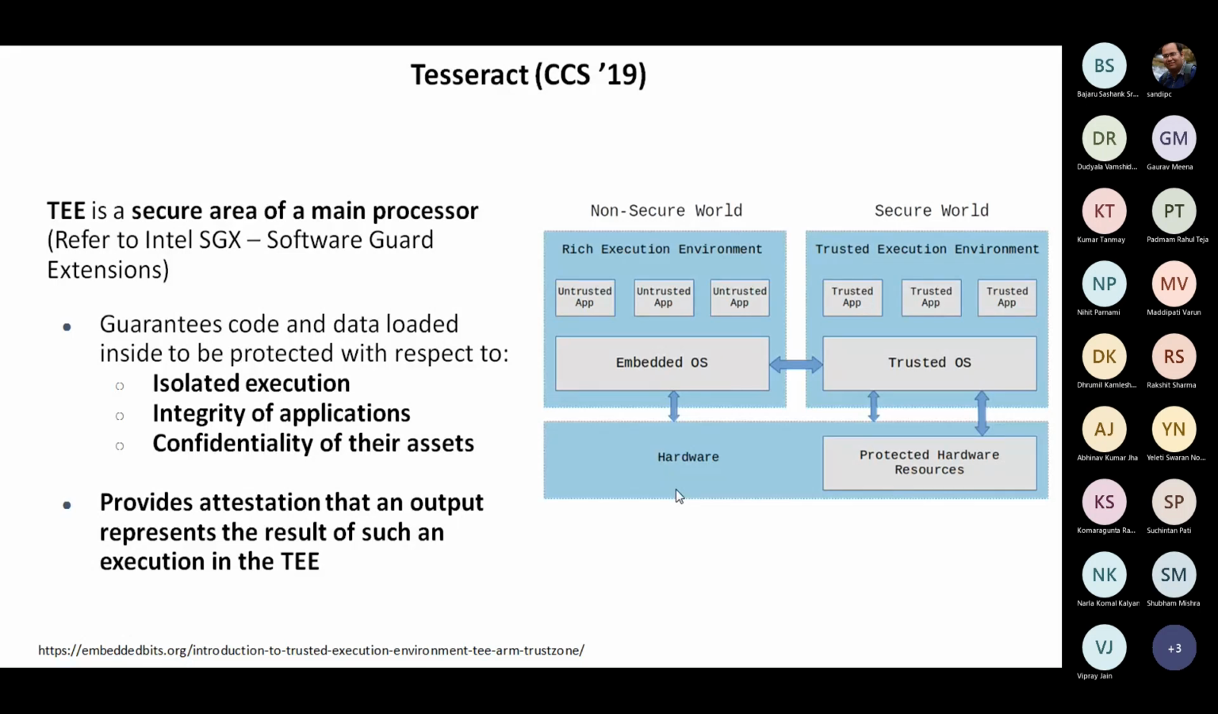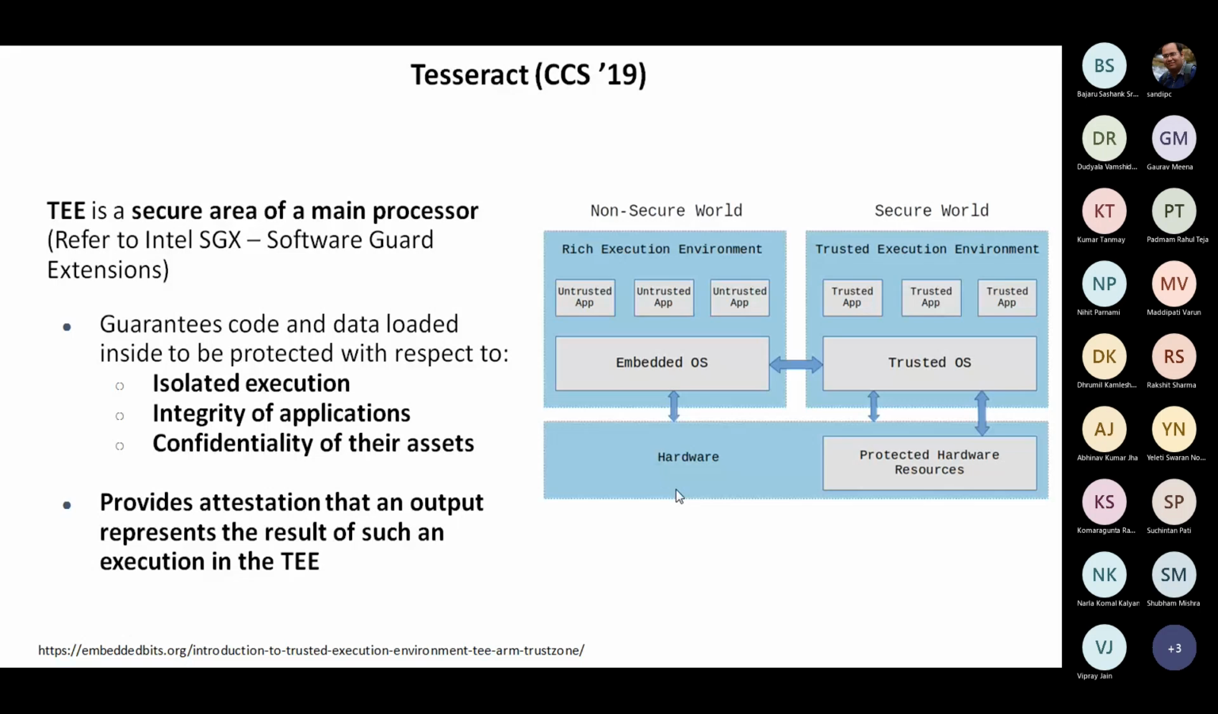This is in the form of SGX, and a lot of work has been done about the architecture of SGX and its functionality, how it makes that secure environment, and whether some types of attacks are still possible. And this work of Tesseract, which was published in the ACM CCS conference in 2019, goes by the assumption that this TEE is indeed something that is trusted. That is why the name trusted execution environment.